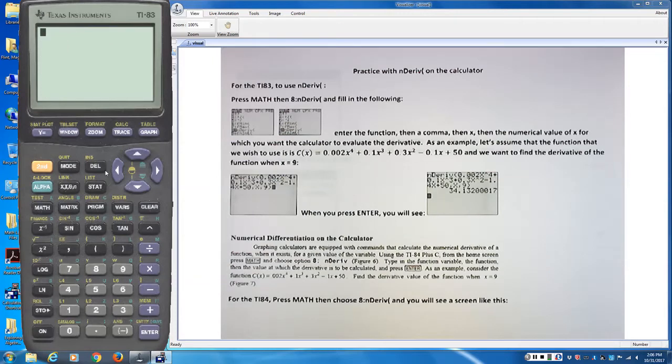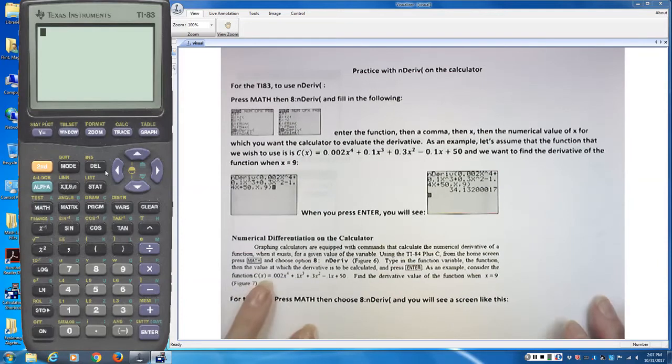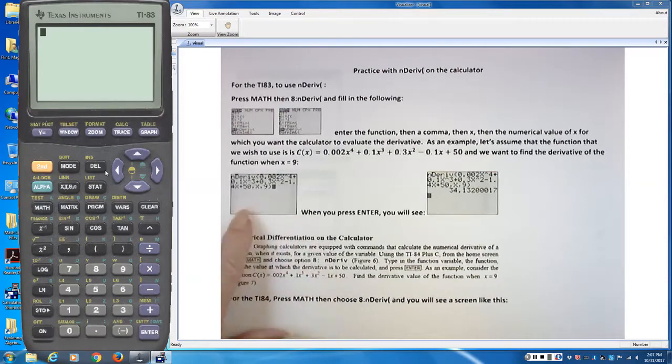On the TI-83, if you want to evaluate a derivative of a function, you can go ahead and algebraically take the derivative, but if you're going to have to plug a number into that derivative to find the rate of change of that function at a particular x value, then this is how you want to do it to be sure that you're doing it right.